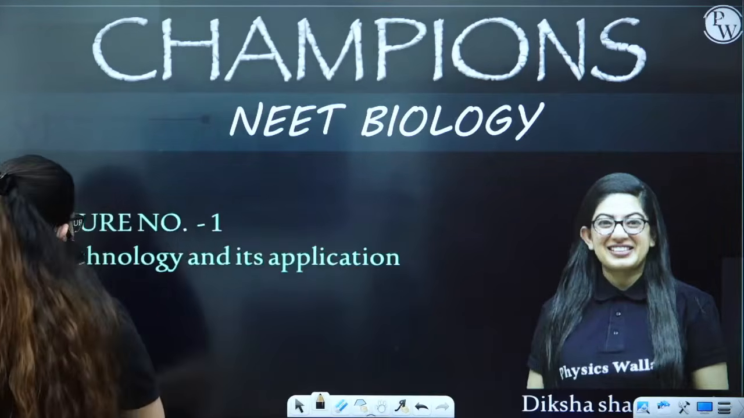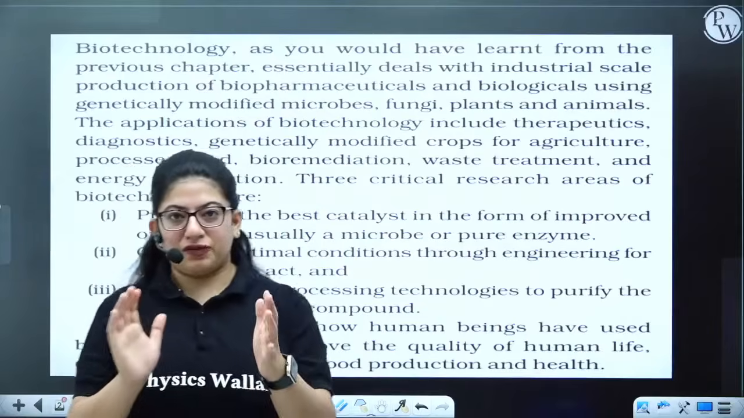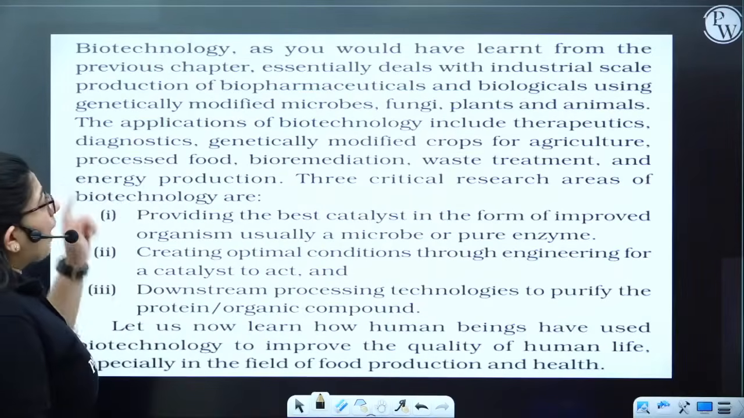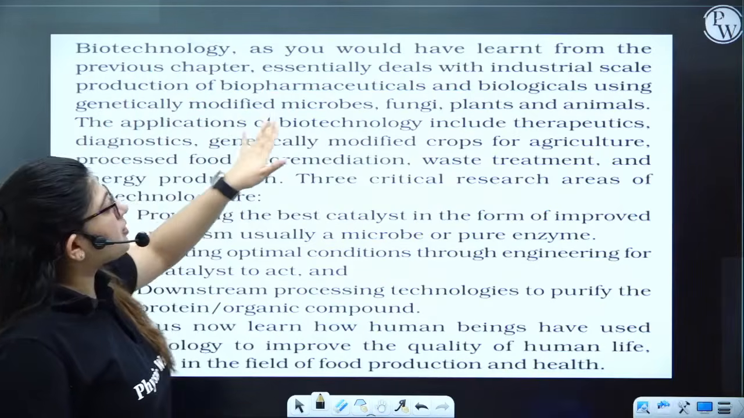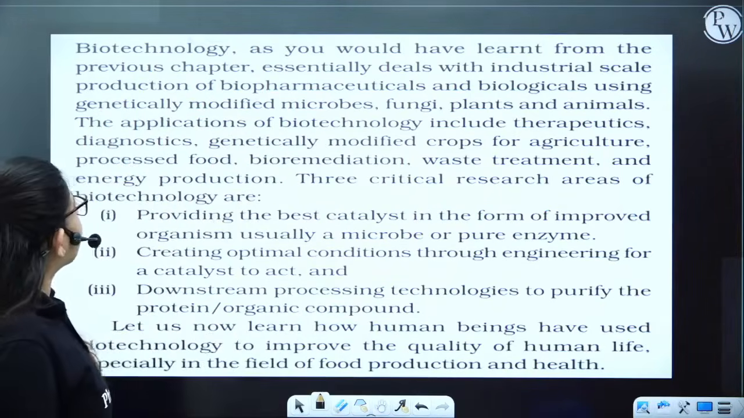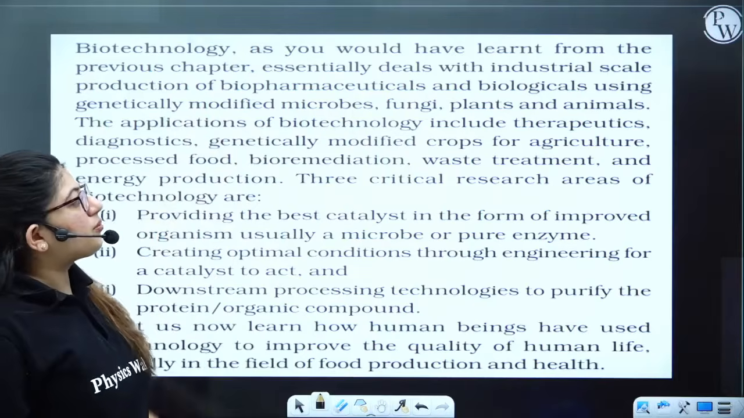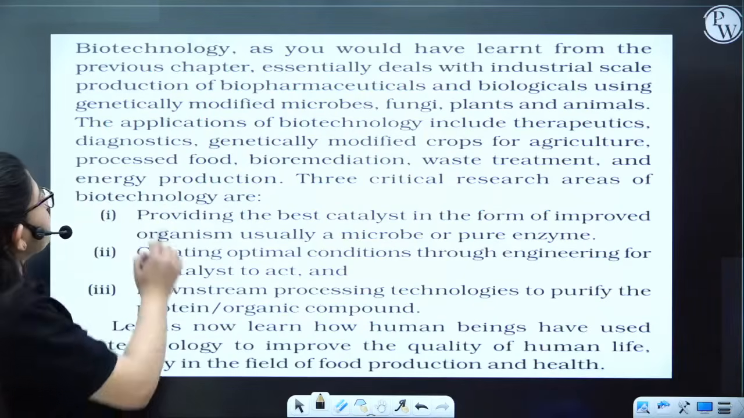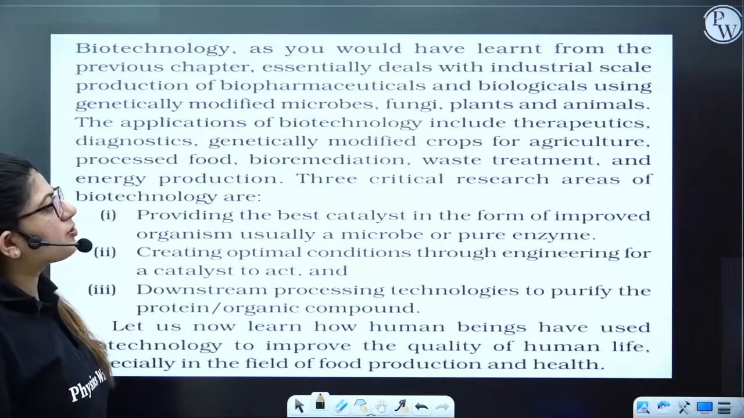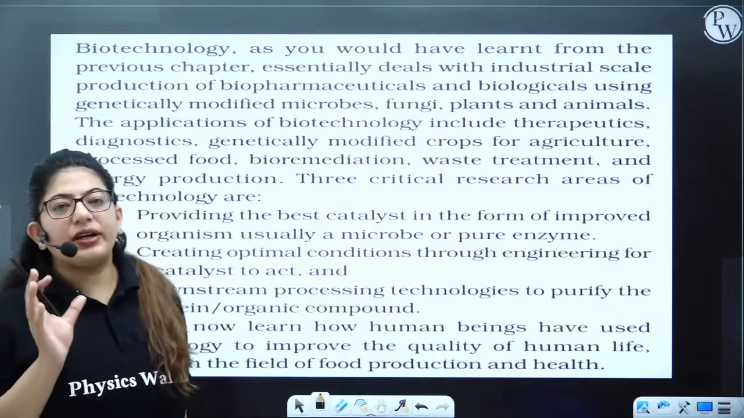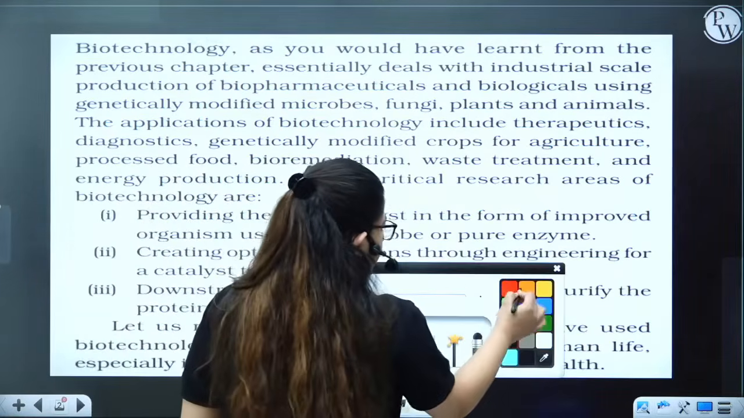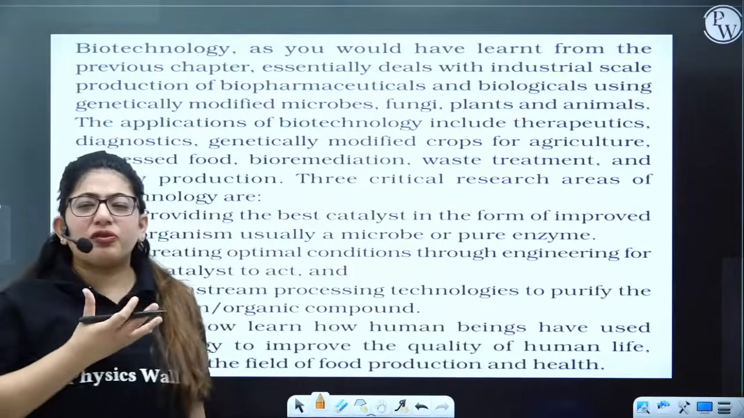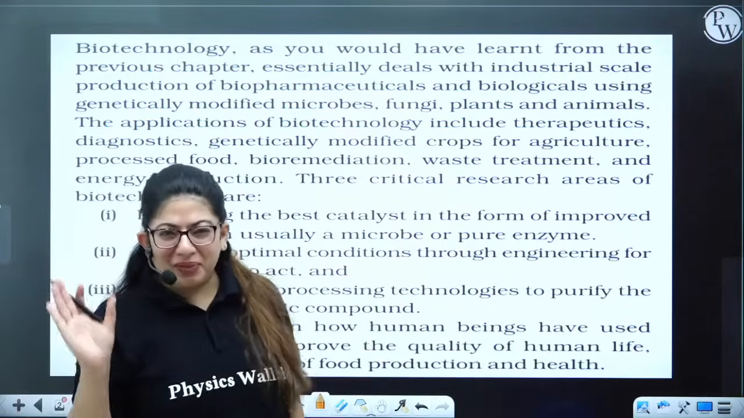So we are going to talk about the introduction part first. All right. Biotechnology, as you would have learned from the previous chapter, essentially deals with the industrial scale production of biopharmaceuticals, biologicals using genetically modified microbes, fungi, plants, and animals. All right, guys. So this is a cutting from NCERT. It's the first paragraph of NCERT. So don't worry if you're thinking, ma'am, from where can we read this. This is from NCERT.